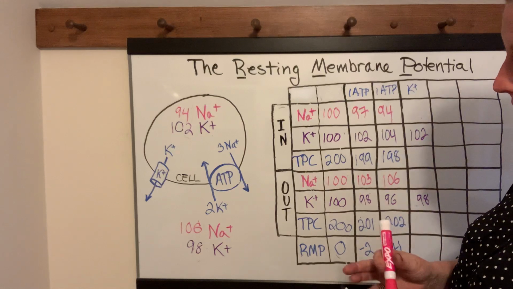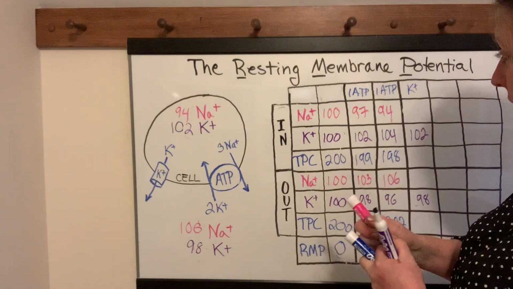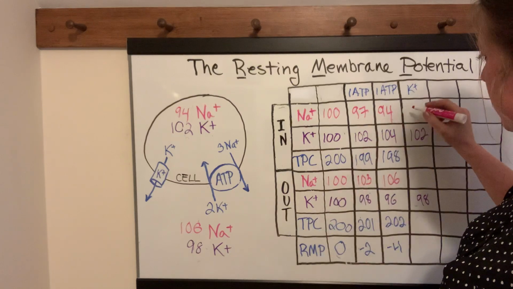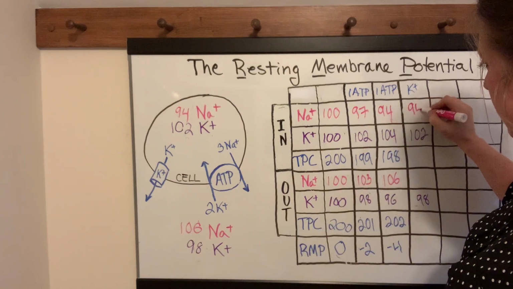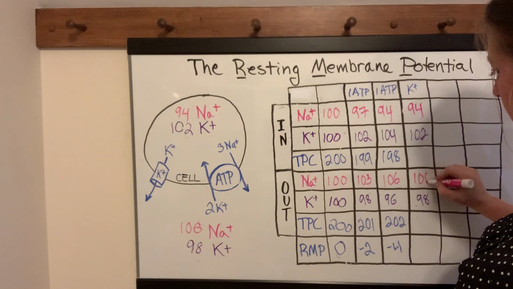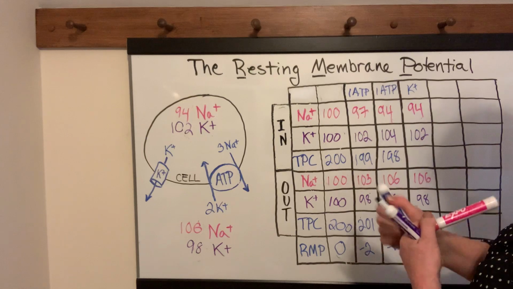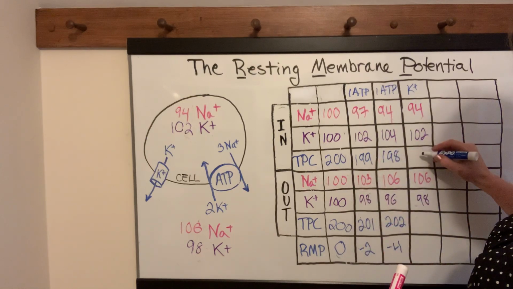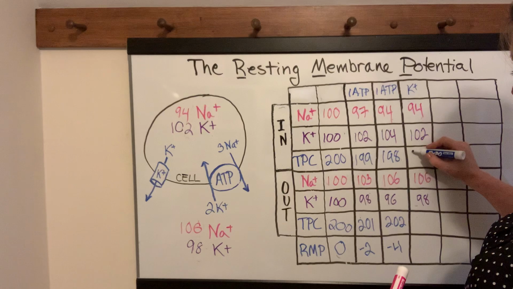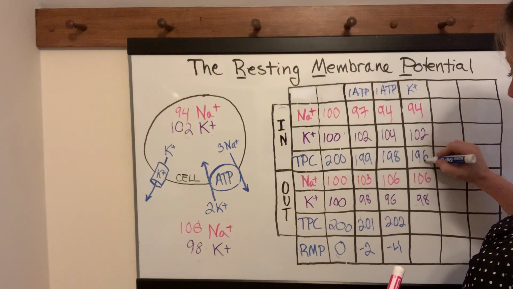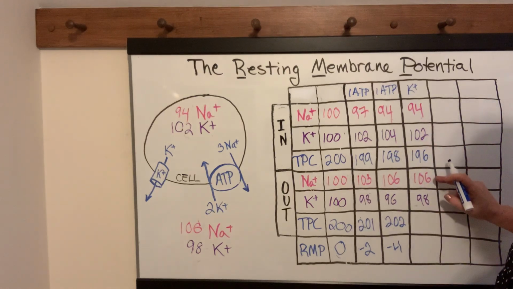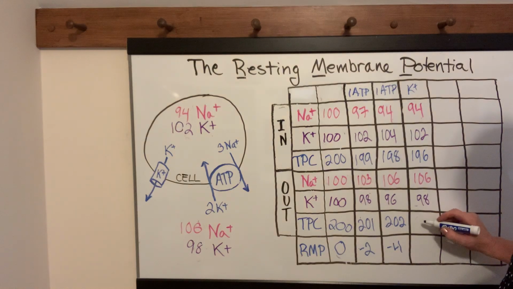The potassium channel doesn't affect the sodium at all, so the sodium numbers will stay the same. That will be 94 and 106. And then we need to add the total positive charges. So 94 plus 102 gives us 196, and 106 plus 98 gives us 204. Am I doing that right, guys?